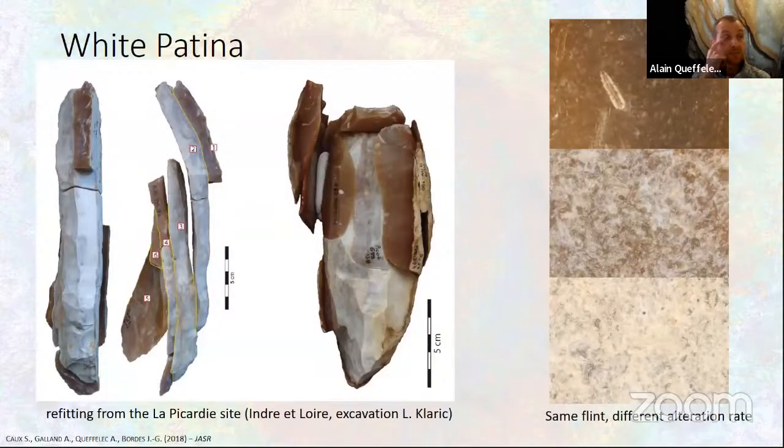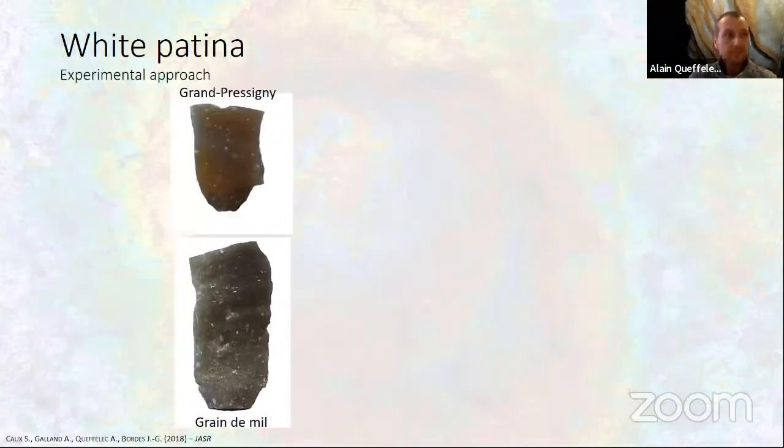As for the white patina, it began with the well-known observation of differential patina on different flints in a single archaeological site. For example, you have here on the left a nice refitting of several flint blades on a single core, which show very different patina, even if they've been found a few meters away in the same archaeological site. On the right, you can see the microphotos of the surface of these artifacts showing the development of the white patina. To understand the process, Solène Caux began an experiment in the laboratory with different raw materials.